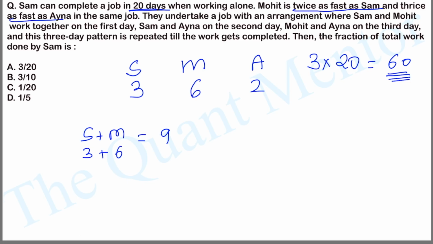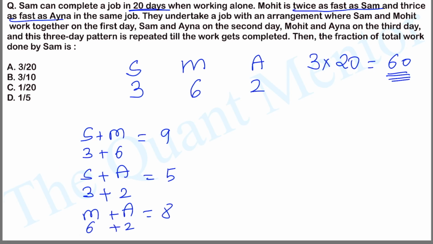Similarly, on day 2, Sam and Aina work. So the work completed will be 3 plus 2, 5 units on day 2. And on day 3, Mohit and Aina work. So the work completed will be 6 plus 2, that is 8 units. Now this pattern is repeated till the work is completed.